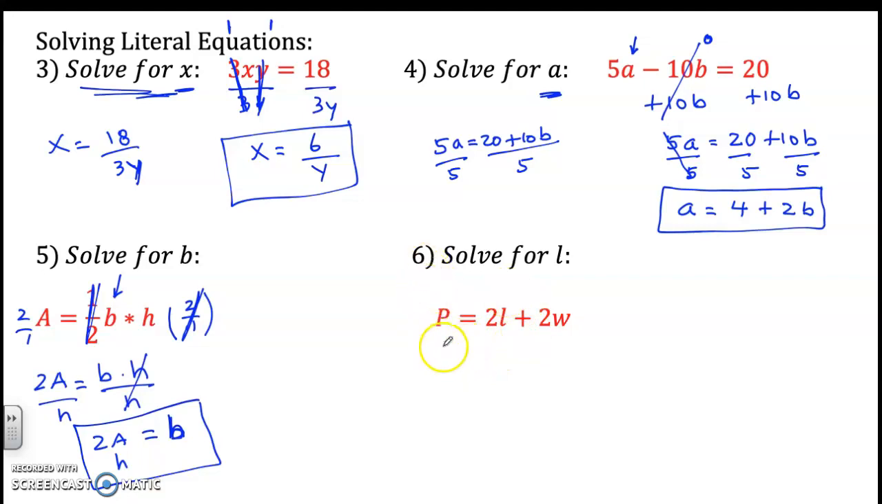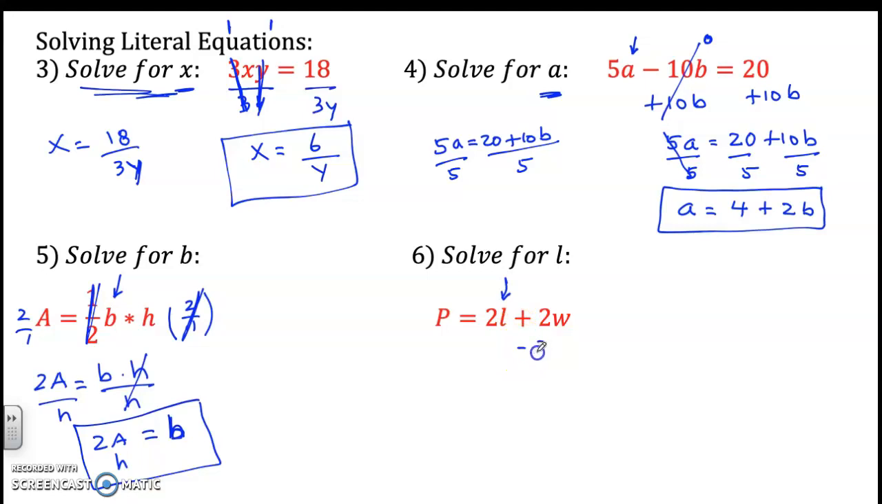Last one, number 6. P equals 2L plus 2W. Yes, that's right. Perimeter. This is the perimeter of a rectangle. Solve for L. Okay. I gotta leave the L by itself. I gotta cancel everything else. The 2 is multiplying the L. This 2W is adding. Remember, I cancel whatever is adding.